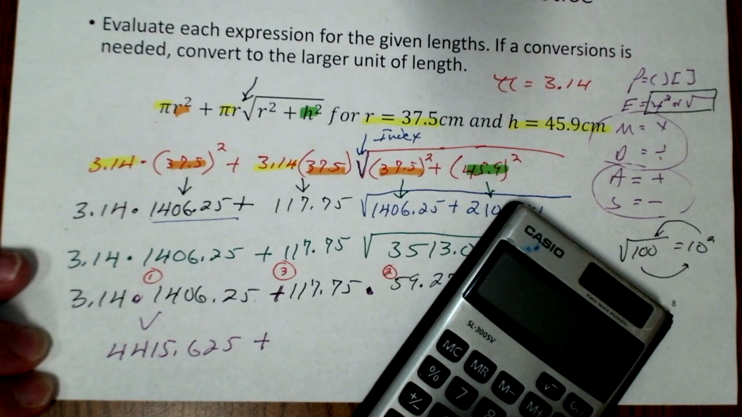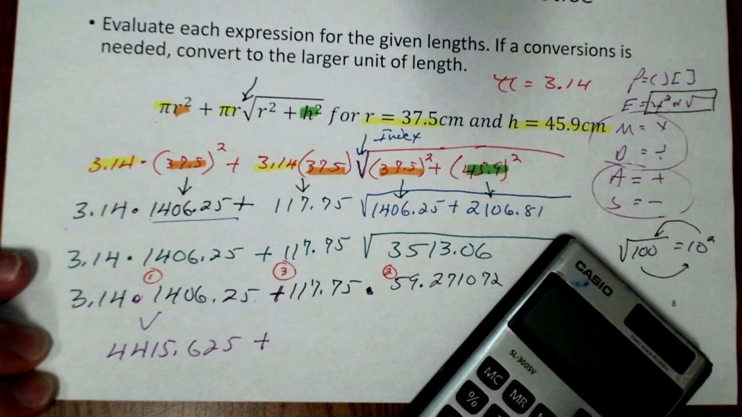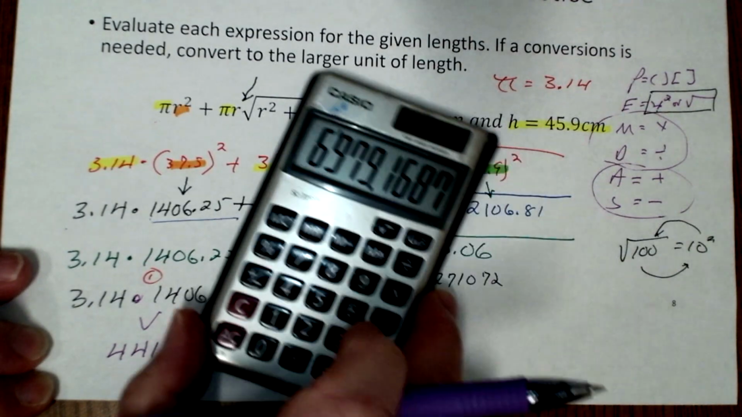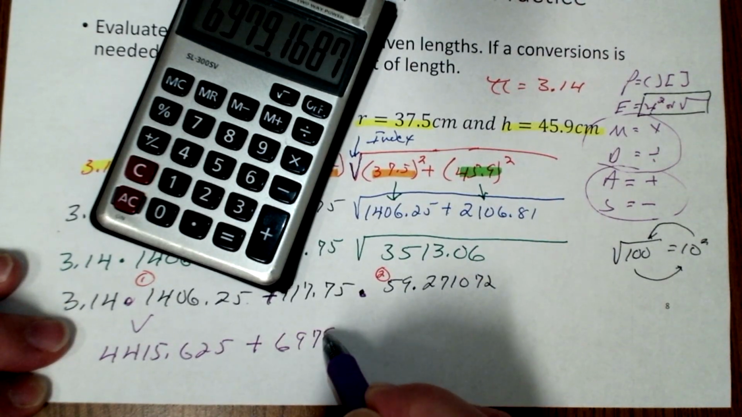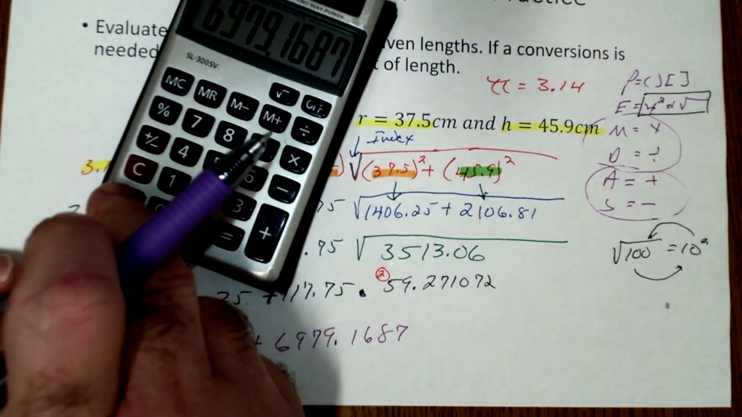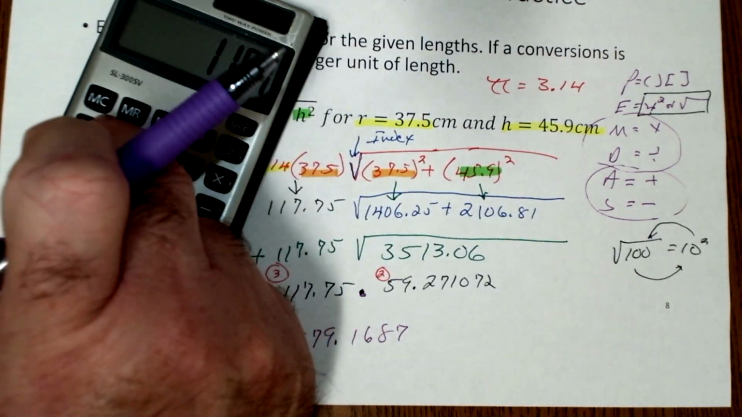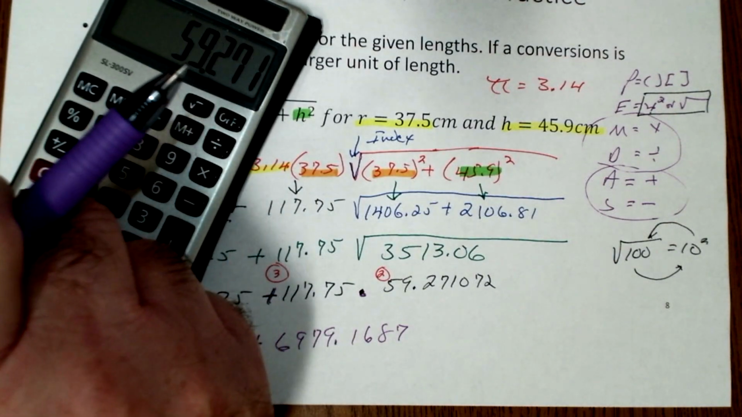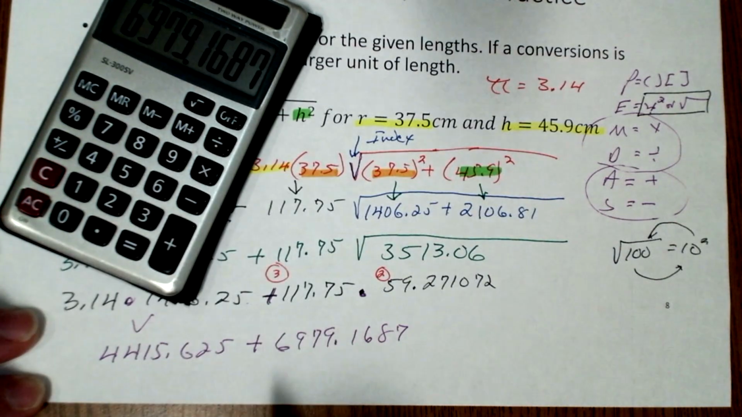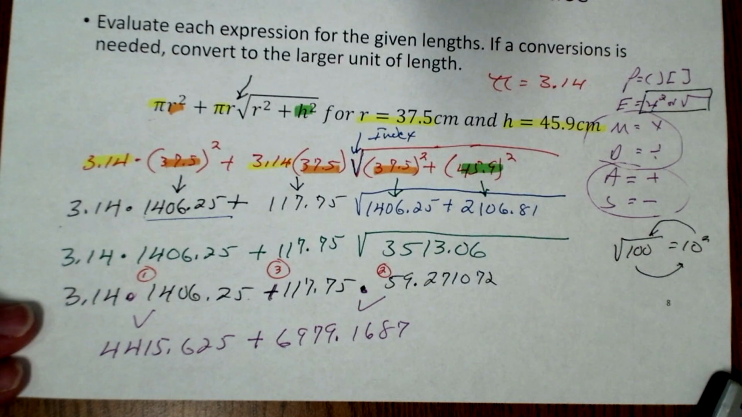All right, so we're going to go 117.75 times 59.71072. And we do that, we get that solution. So we're going to write that solution down. 6979.1687. Let me double check that one, just for laughs and giggles. 117.75 times 59.71072. 6979. Yep, okay, I thought I hit the wrong number for some reason. So we've done this math, we arrived at that solution.